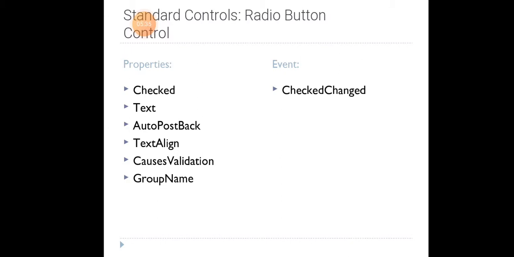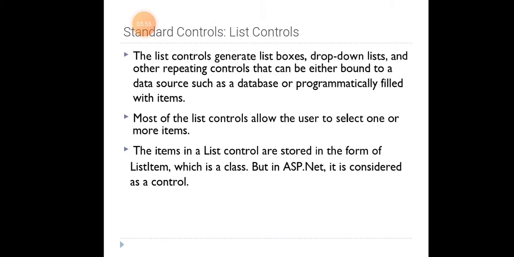Next, here I am listing the properties and the events of the radio button. The properties of the radio button are Checked, Text, AutoPostBack, TextAlign, CausesValidation and GroupName. The event is CheckedChanged. Just like our checkbox, when we make any changes in the radio button, the action will take place. Okay, next we are going to see the list box controls.